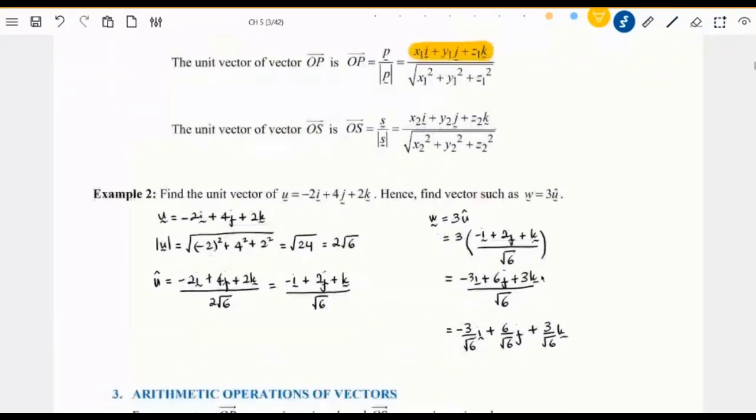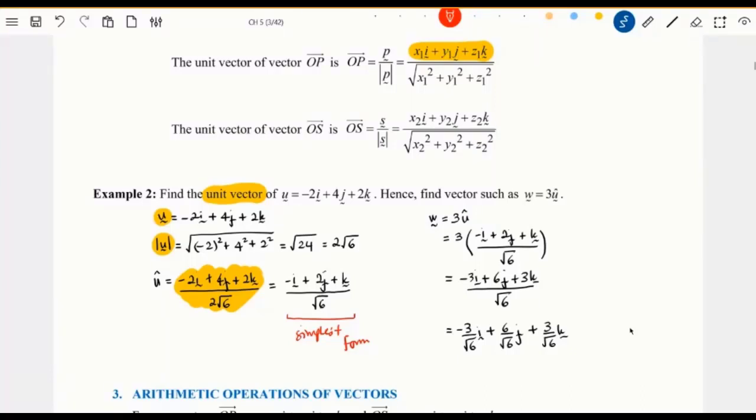Okay, so example 2 we already discussed in the video. So ini adalah untuk example 2. So dia minta unit vector. So kita bagi magnitude, kita bagi position vector. So masukkan dalam formula yang ini. So make sure final answer must be in simplest form. Okay, kalau boleh simplify, kita simplify sampai habis. Kalau tak boleh simplify, then leave it like that.